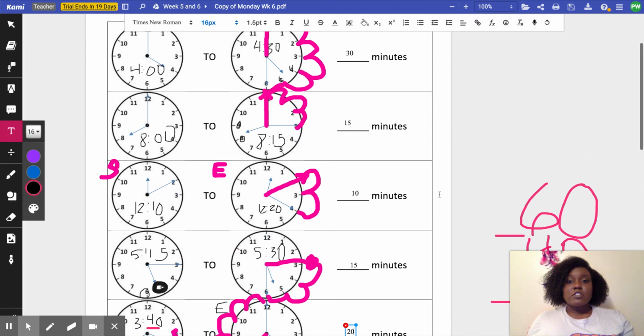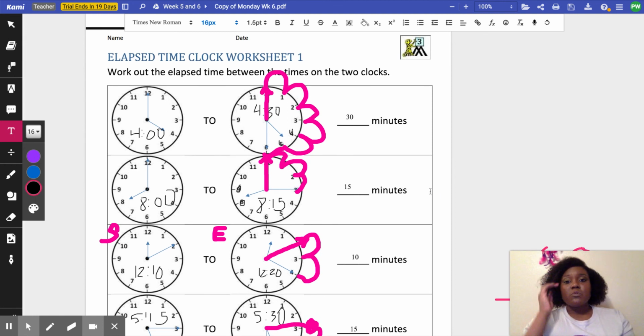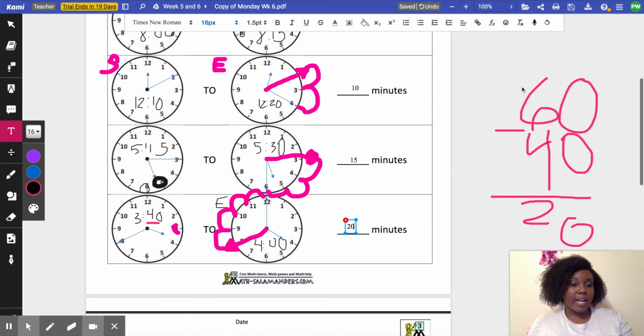I hope that you enjoyed seeing the different strategies where you can count on the clock and also where you can do the subtraction. There are other ways to do elapsed time where you write out the different times. There are ways to do it on the number line, but those work better when it's over an hour. Those are other strategies that you can use. So I may do some videos later where we're doing elapsed time for over an hour.